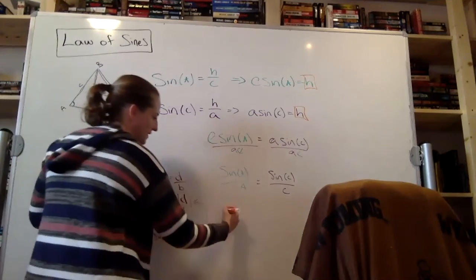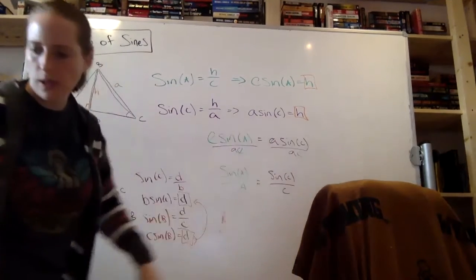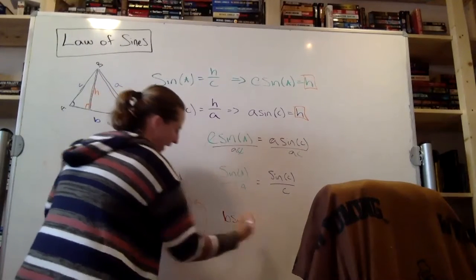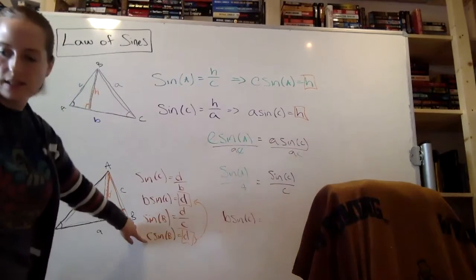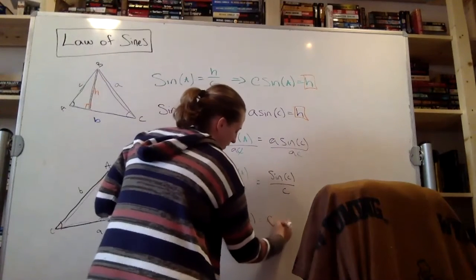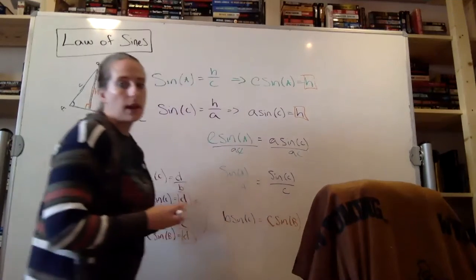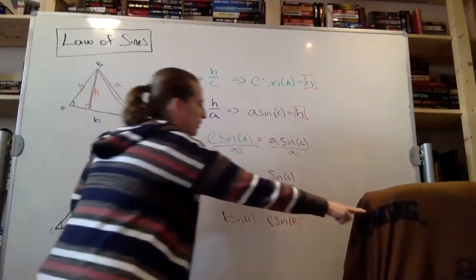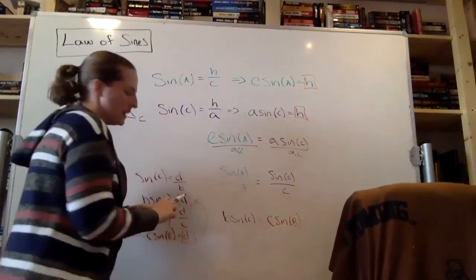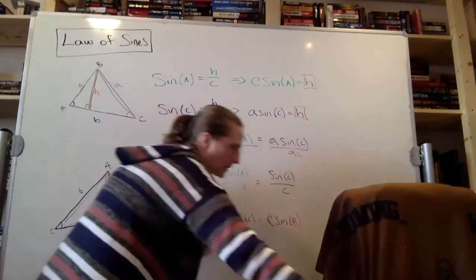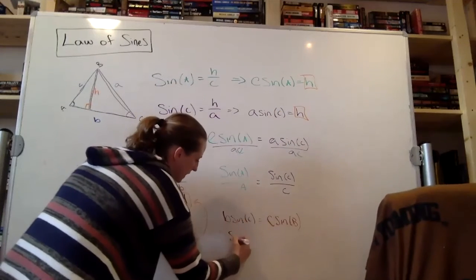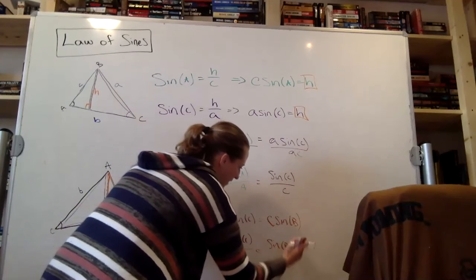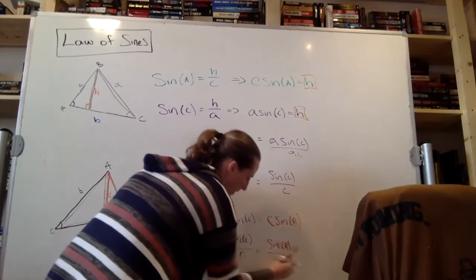B sine of C has to equal C sine of B. So many letters. Okay. Well, again, if I do a little bit of rewriting, I can move this C over and this B over to get sine of C over C equals sine of B over little b.